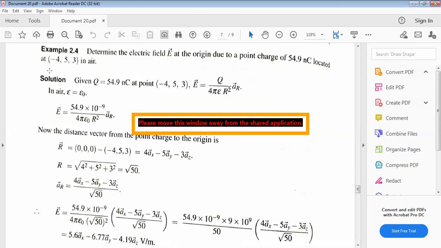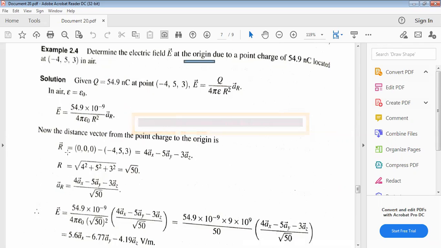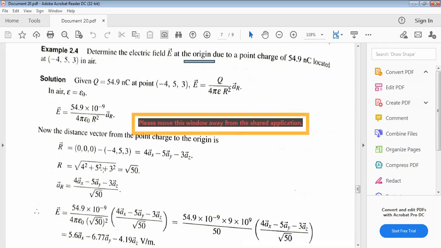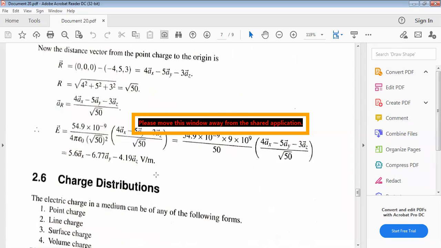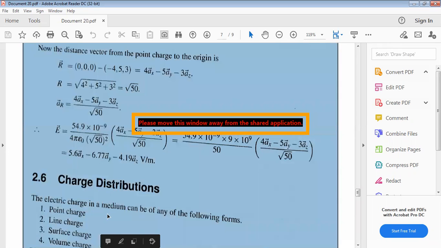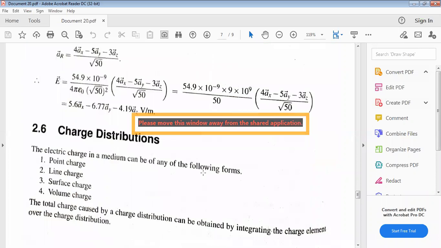Here r is measured from the origin. That is 0 minus (-4) ax, 0 minus 5 ay, 0 minus 3 az, giving 4ax minus 5ay minus 3az. Its mod value is the square root of 4 square plus 5 square plus 3 square, which equals root 50. From that, the unit vector is (4ax minus 5ay minus 3az) by root 50. Simply substitute those values, and we get the field in the direction of ax, ay, az. That is the electric field intensity.